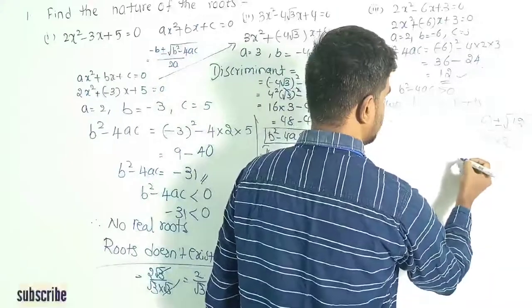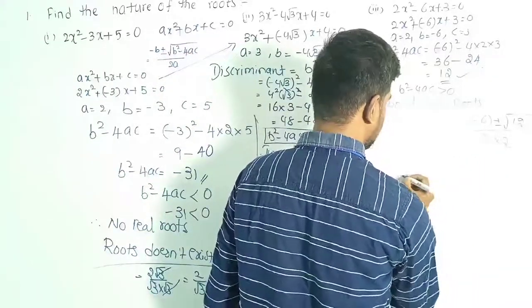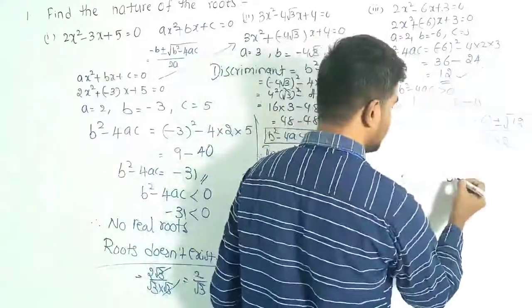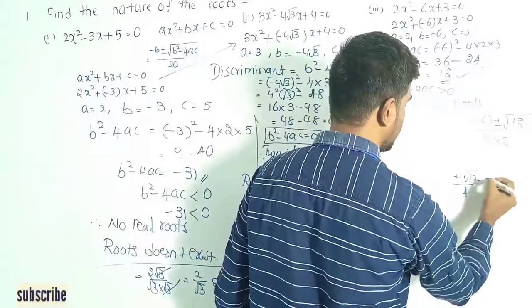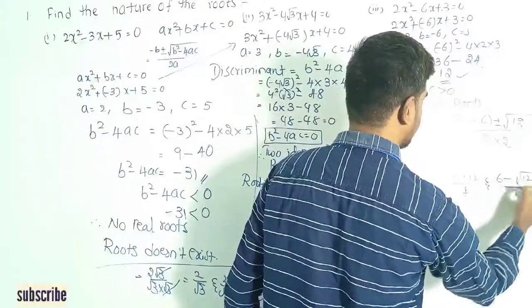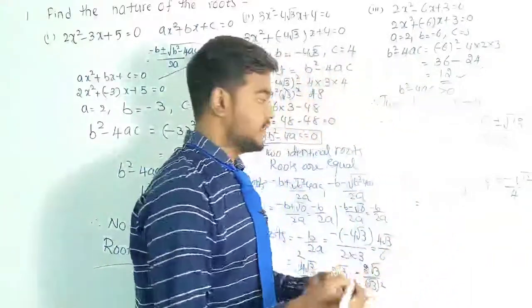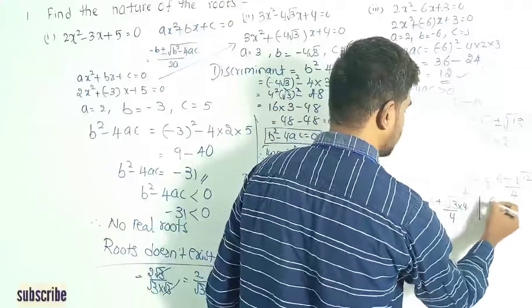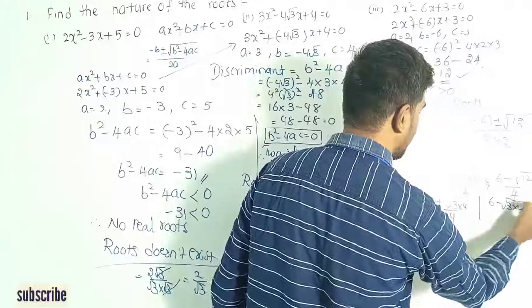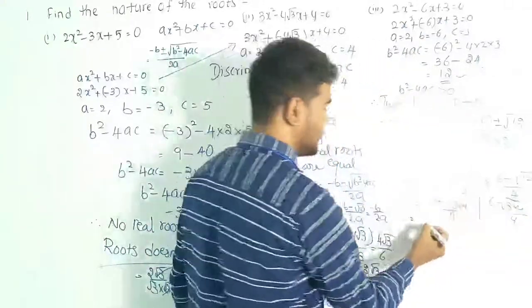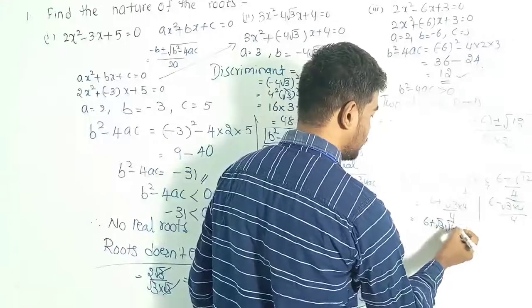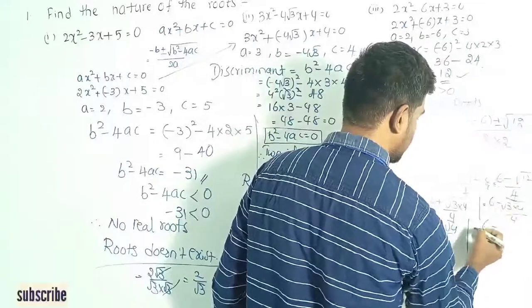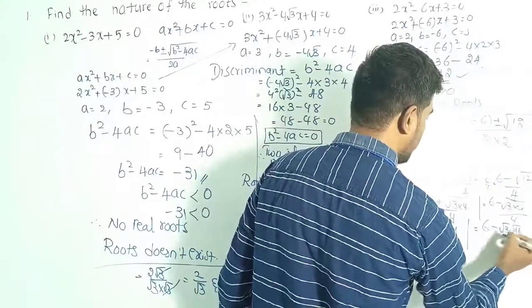So let's take this one first. The roots are 6 plus square root of 12 by 4 and 6 minus square root of 12 by 4. Let's write 12 as square root of 3 into 4. So 6 plus square root of 3 into 4 by 4, and 6 minus square root of 3 into 4 by 4. Let's simplify this one. 6 plus root 3 square root of 4 by 4, and 6 minus root 3 square root of 4 by 4.